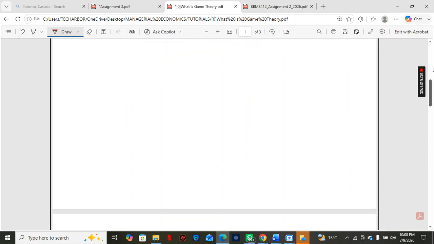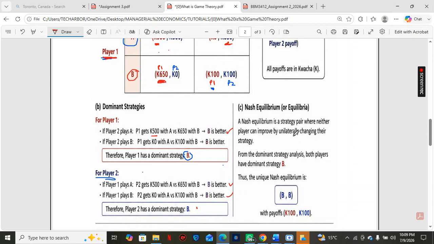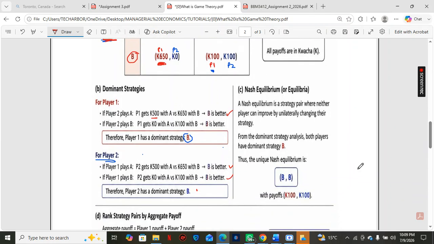Basically, the Nash equilibrium here is going to be where both players choose strategy B, because that was their dominant strategy. Player one's dominant strategy was B, player two's dominant strategy was B. So the Nash equilibrium is where both players choose B and B, where the payoffs are 100 and 100 here.